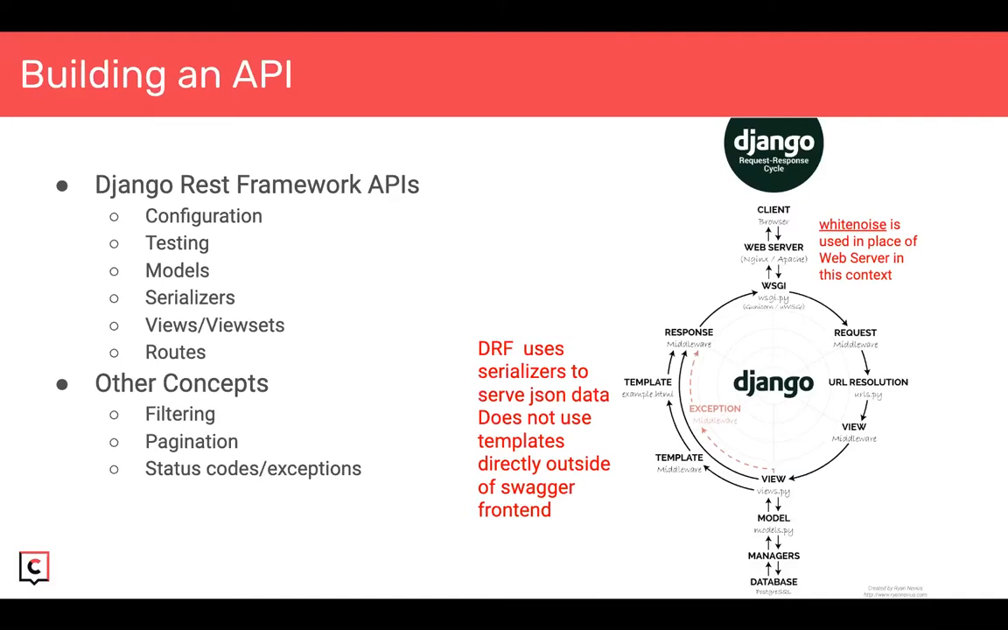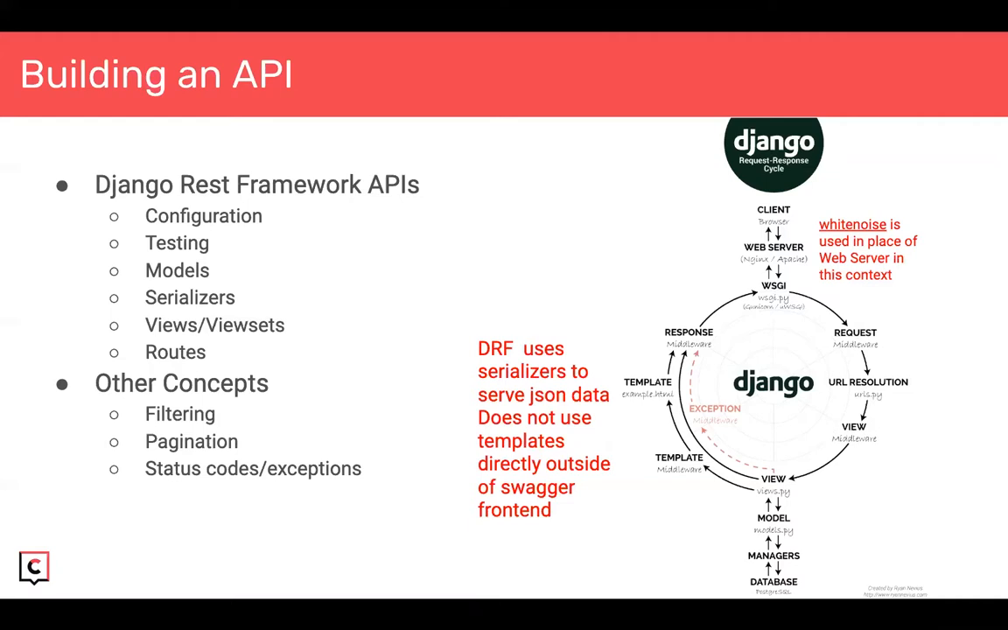Yeah. All right, so the next part we're going to dive into a little bit more is the actual development of an API using Django. The next steps in the training, we'll talk about the configuration, testing, and then we'll get into the main parts of the Django REST Framework API: the modules, serializers, views and view sets, routes, and routing, which is basically connecting your URL to those views.